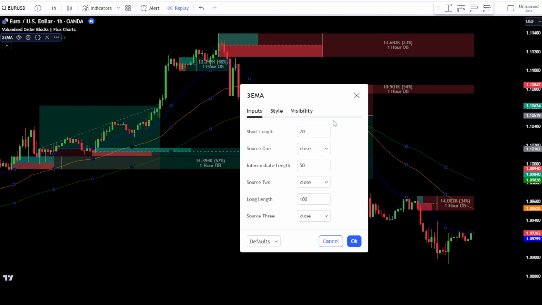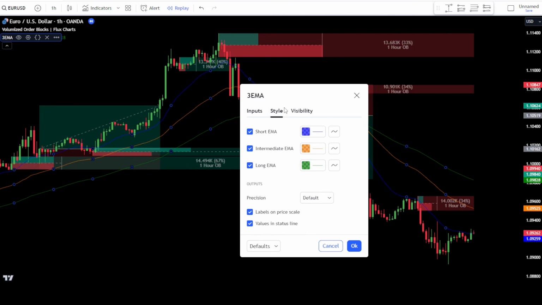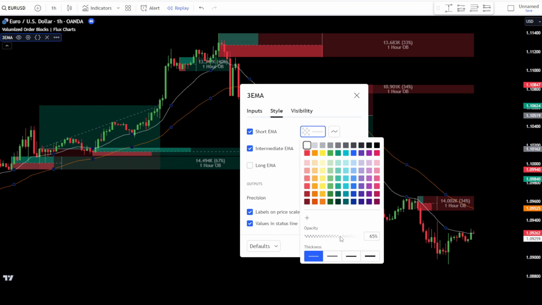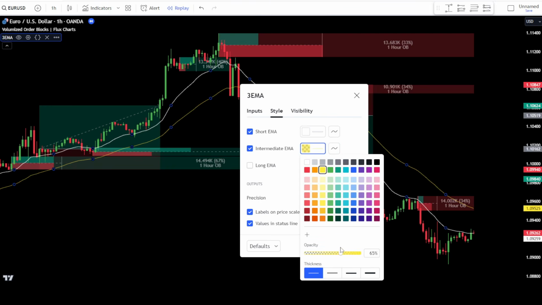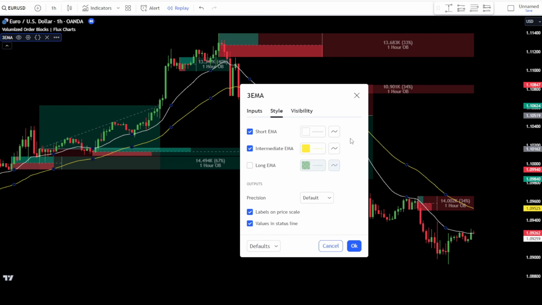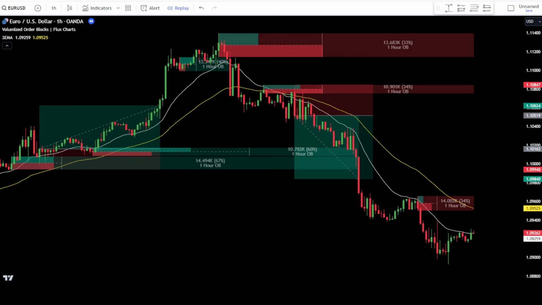Then, navigate to the Style tab. On the Style tab, remove the check mark for the long EMA. After that, adjust the color and line thickness settings for the short EMA and intermediate EMA according to your preference. Once done, click OK to confirm the changes. The double exponential moving average will serve as a trend filter in the market.